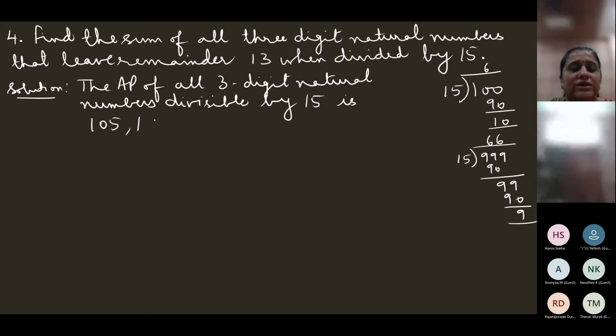So after 105, it's going to be 120. You can just add 15 and get the other numbers. It's going to be 120, then it's going to be 135. So like this, it goes on till 990. So before 990 will be what? Minus 15, 975 and 990.